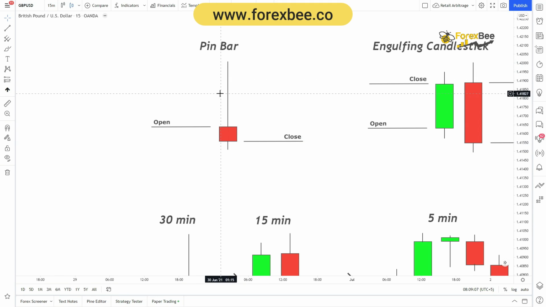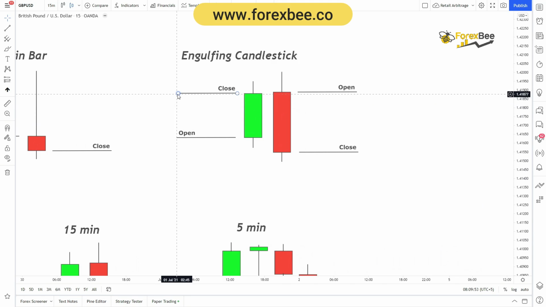So you have to look for a pin bar near the key levels. The key levels can either be support or resistance, or supply or demand, and a pin bar indicates a trend reversal. Whenever you spot a pin bar, it is basically indicating a trend reversal because the price is getting rejected and the trend is going to be reversed.